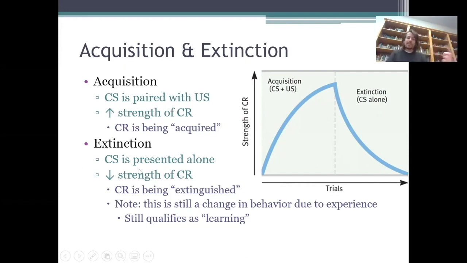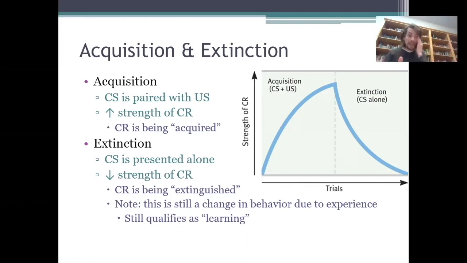And like I said, it makes more sense to think of what happens during extinction as learning in its own right rather than as something like forgetting. It's not like the person or the animal just forgets the CR during the extinction process. They don't just unlearn that response. And guys, I say that because of two post-extinction phenomena, you could call them, that I need to tell you about now.